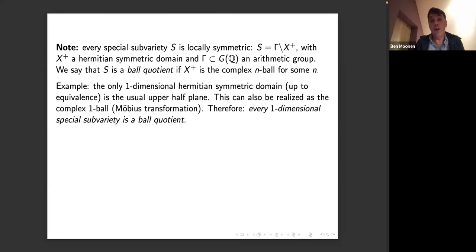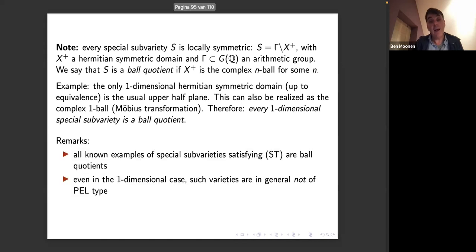Yeah. So for instance, every one-dimensional guy is a Ball quotient, and in fact, all known counterexamples in dimension up to 7, as far as I'm aware, are Ball quotients. But I should also point out, these are not necessarily of PEL type. There is no reason why, even in the one-dimensional case, I mean, one-dimensional sounds simple, but there's no reason why these would always be simple in a modular sense.